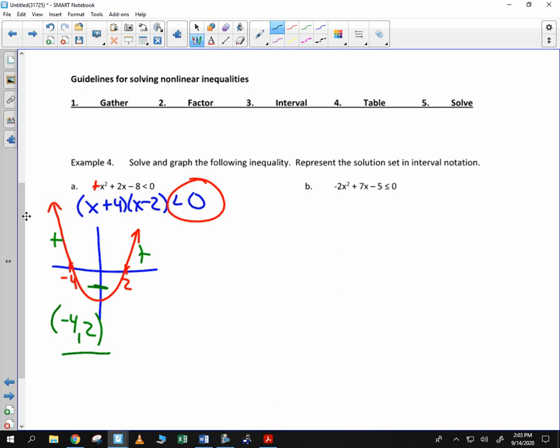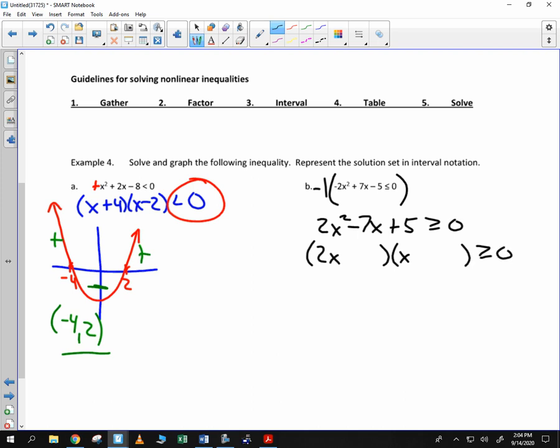I don't like to do them if they have a negative in front, so I multiply through by a negative, and I get 2x squared minus 7x plus 5 is greater than or equal to 0. And that does factor. Remember to switch the sign on that, but it factors. We put a -5 and we put a -1. So 5 halves and 1 are my solutions.